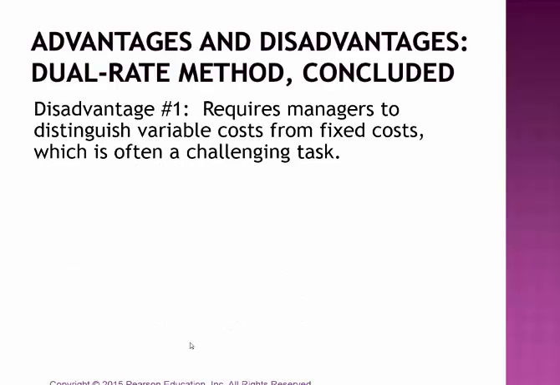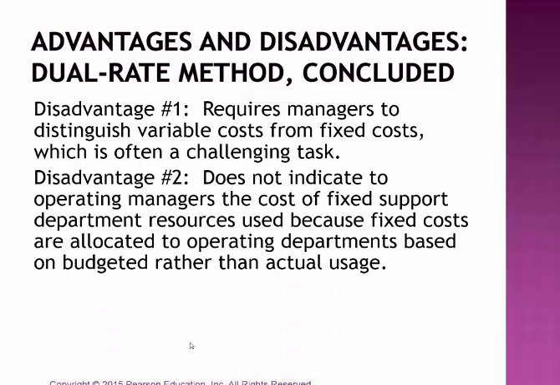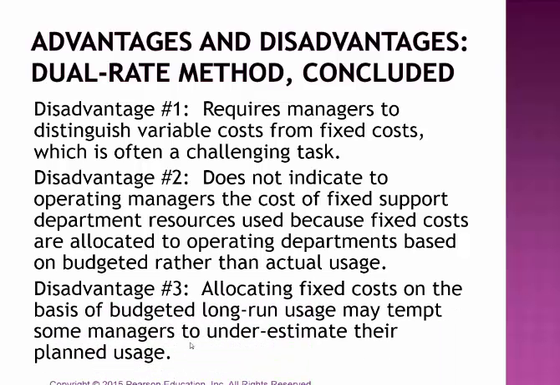Disadvantage: it requires managers to distinguish between variable cost and fixed cost, which is often a challenging task. And number two, it does not indicate to the operating managers the cost of fixed support department resources used, because the fixed costs are allocated based on the budgeted rather than their actual usage. And number three, allocating fixed cost on the basis of budgeted long-run usage may actually tempt some managers to underestimate what their planned usage is going to be.